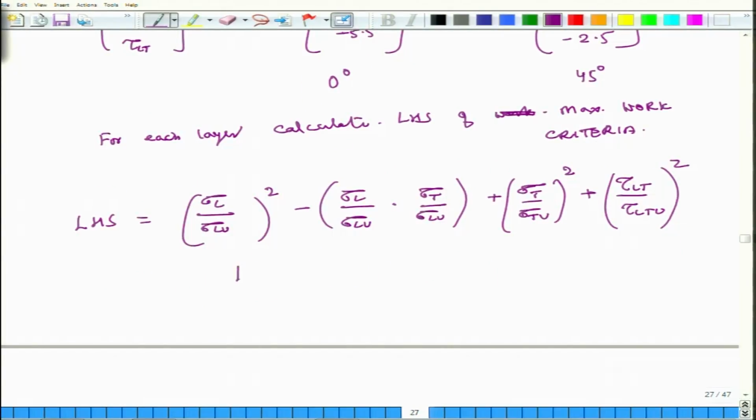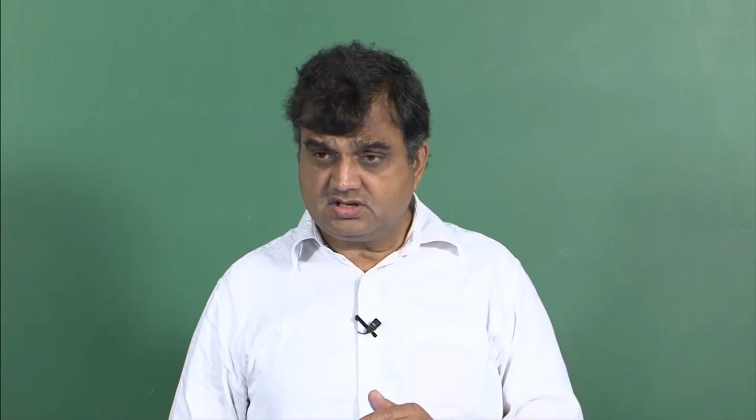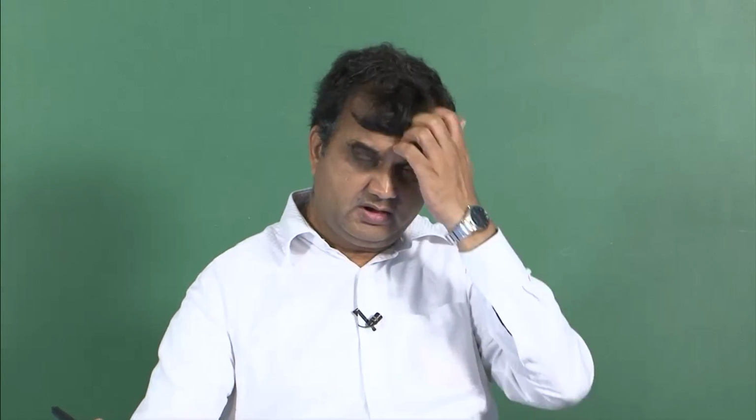Now, if LHS for 0 degrees is less than 1 and LHS for 45 degrees is less than 1, then the material will survive. If either of these exceeds 1, then the material will fail and that particular layer will fail first. Then what happens to the other layer? We have to discuss that again, but whichever layer fails first, it will have the highest value of this LHS and this value will be more than 1.